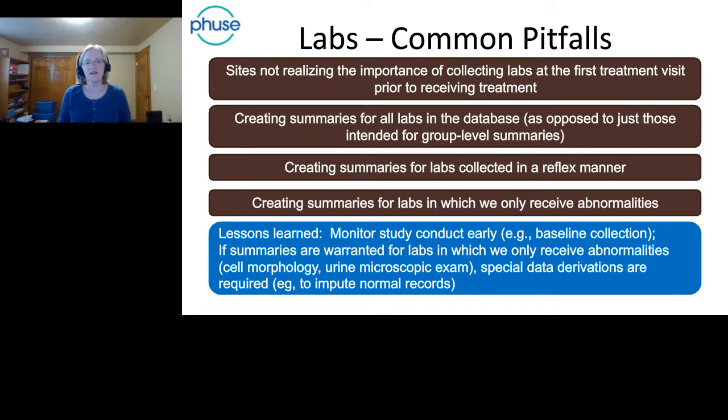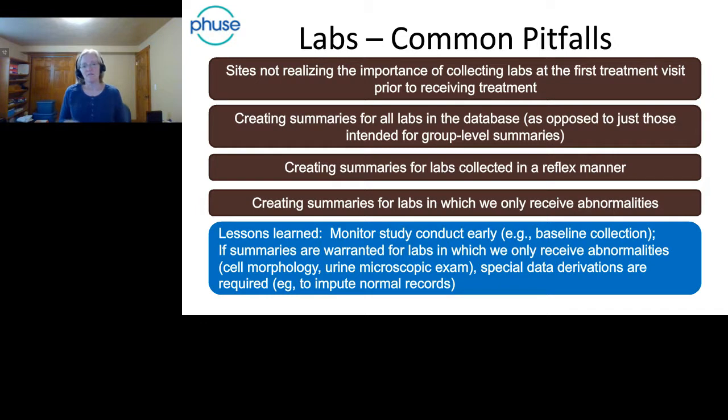Another one is creating summaries for all labs in your database, right? It's really easy for a programmer to set up their box plot, set up their shifts to high-low, and just run it through your entire lab database, right? And that has created a whole lot of errors, right? So some labs are there just because they happened to be collected for some patients, not per protocol, right? So those were never intended to be summarized. It was intended for that particular patient's follow-up care, right? So then they end up in a summary table with maybe 1 or 2 patients and just cause some confusion. So that's a common pitfall.